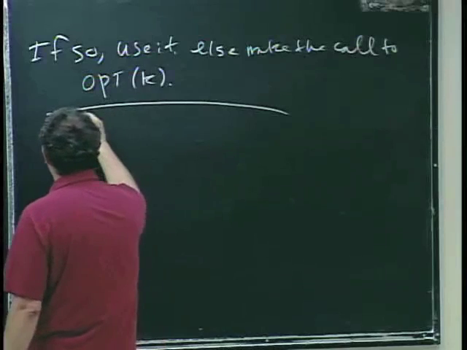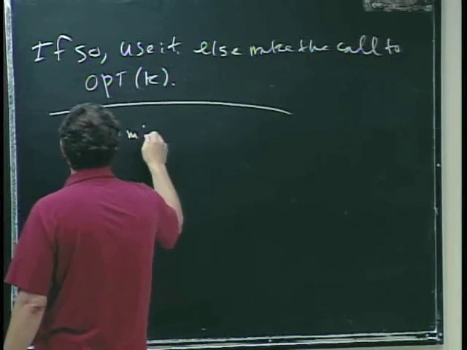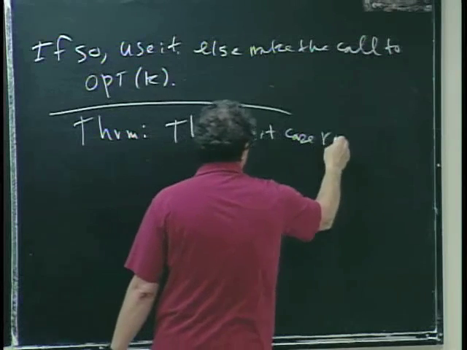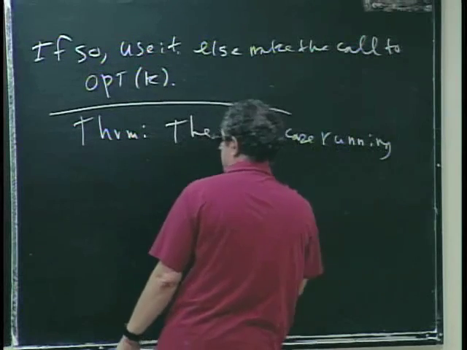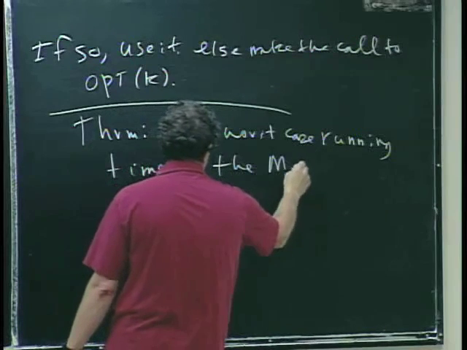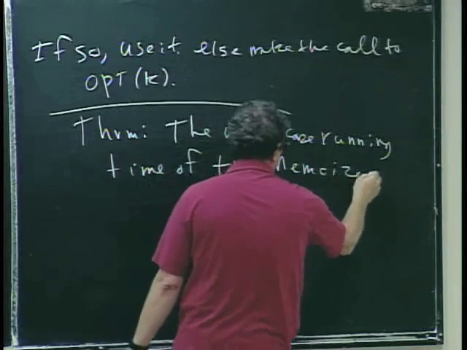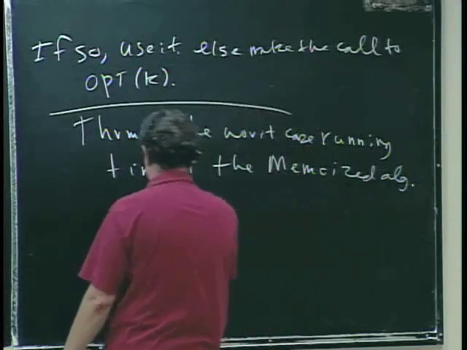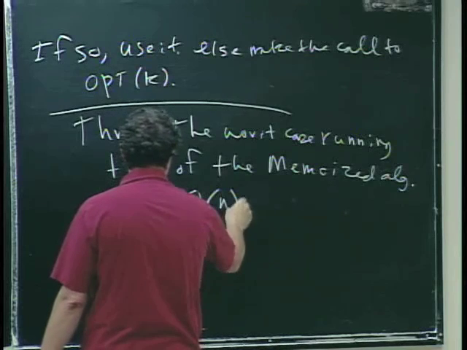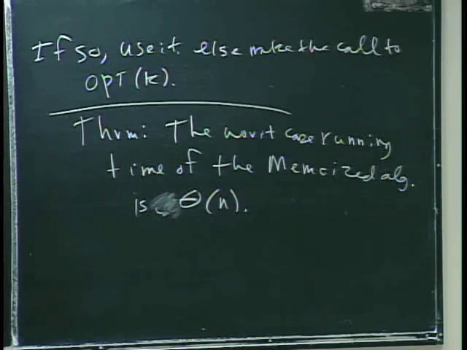So, the worst case running time of the memoized algorithm is theta n. Okay? So we went from something without the memoization, something which was exponential in n, something huge in n, down to something which is about as small in n as you can get.